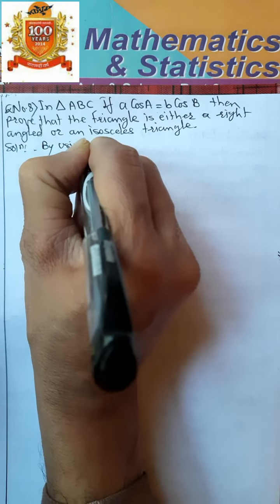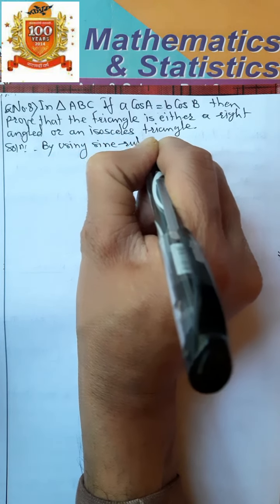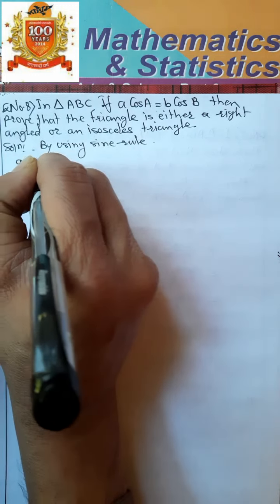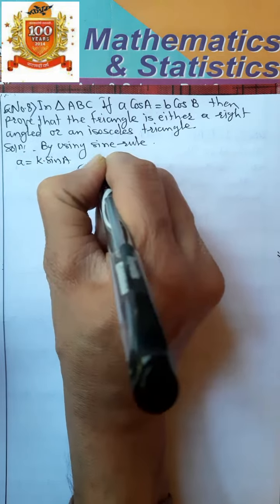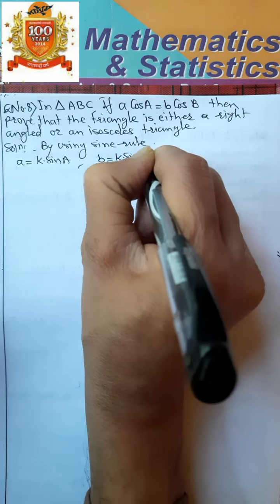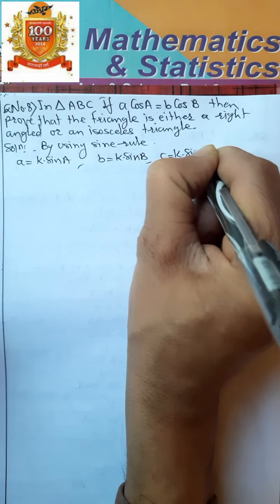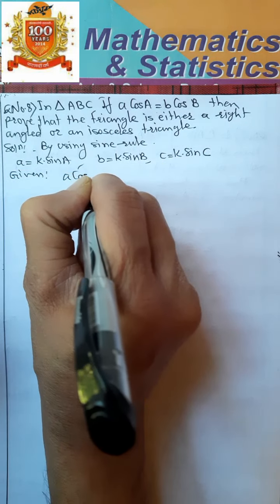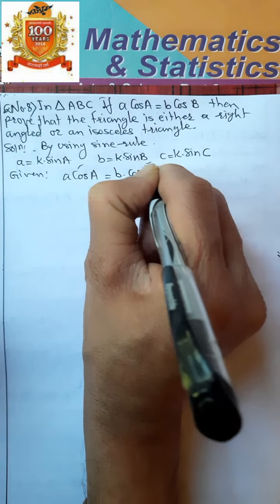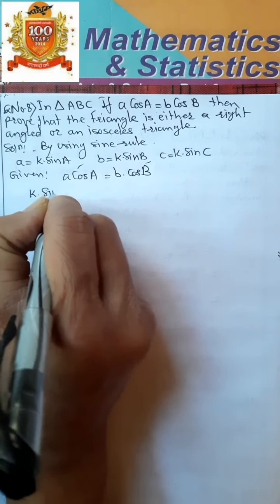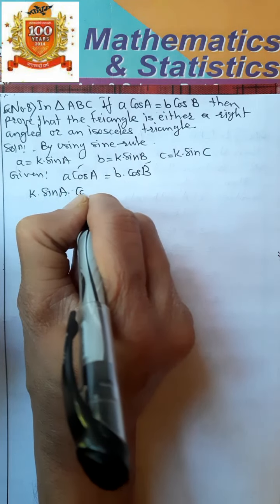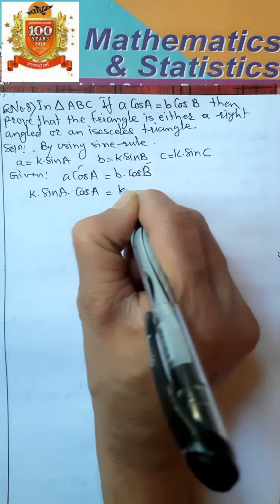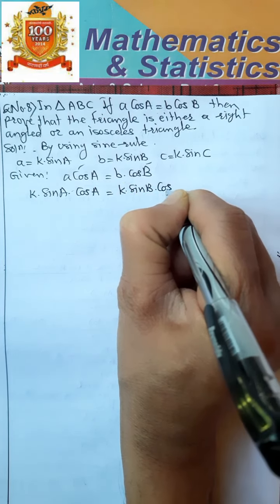By using sine rule, a is equal to k into sin A, b is equal to k into sin B, and c is equal to k into sin C. We will use the given: a into cos A is equal to b into cos B. Therefore, k into sin A into cos A is equal to k into sin B into cos B, isn't it?